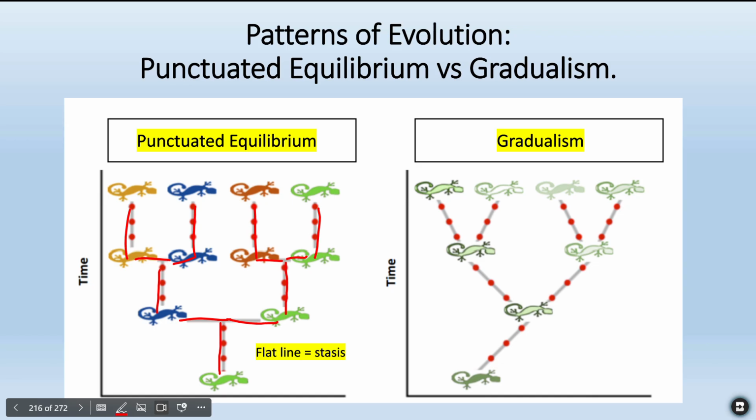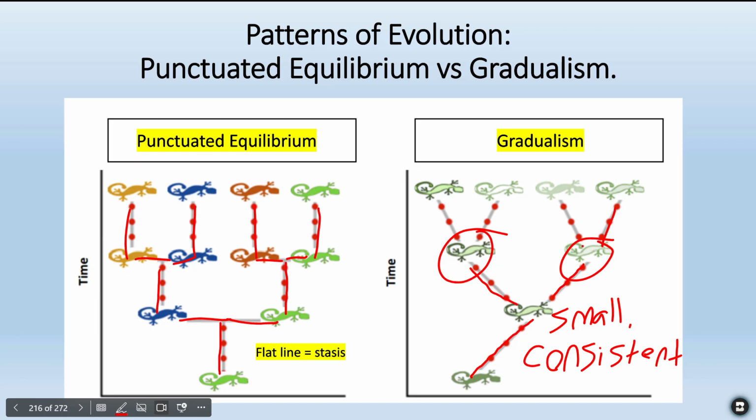On the right, we have gradualism. This is small, consistent changes. Here we see this over time. There's some changes building up, and then boom, new trait. Over time, small changes are building up in different organisms. Boom, new species. Small change, new species, new species. There's no flat lines here. There's maybe small curves, and that's just showing small changes.